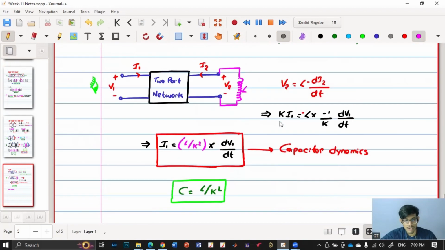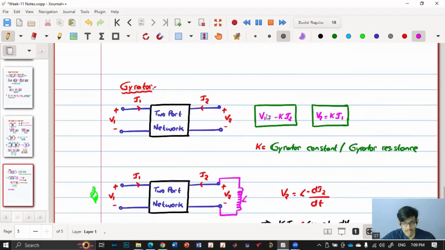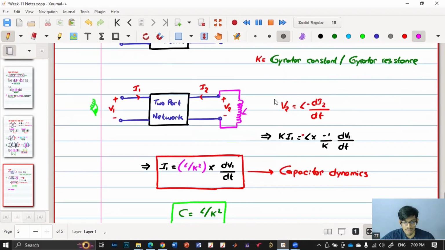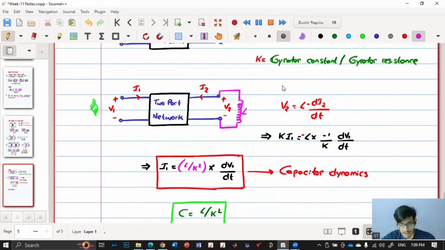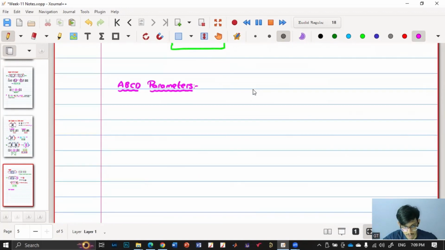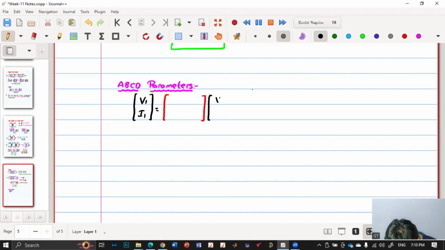In the ABCD parameters, what is there on the LHS and RHS? V1, I1, and V2, I2. The I2 direction may be different, but here we are considering whatever direction we have. Or you can also consider minus I2. So V1, I1, V2, minus I2, because there is already a minus sign here. So V1, I1 equal to the ABCD matrix times V2, minus I2.